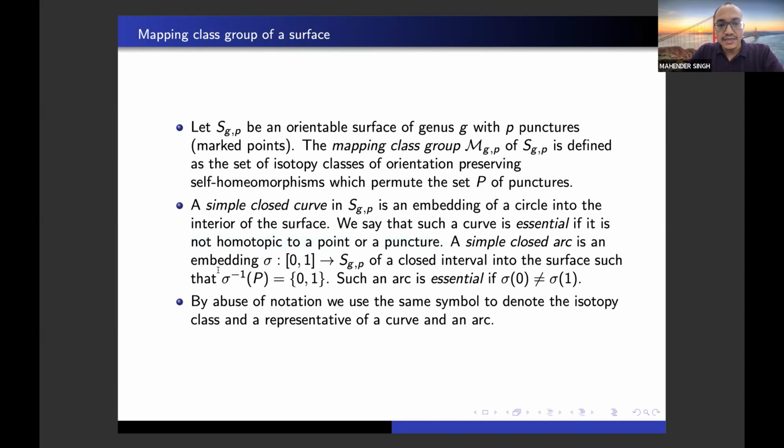A simple closed arc is an embedding of the unit interval into the surface, such that the pullback is just {0, 1}. So the endpoints of the image of the interval are just the set of marked points. We say such an arc is essential if the values at the endpoints are different. So we will be dealing with essential simple closed curves. In the later slides, by abuse of notation, I will use the same notation for the isotopic class as well as the curve or the arc representing it.